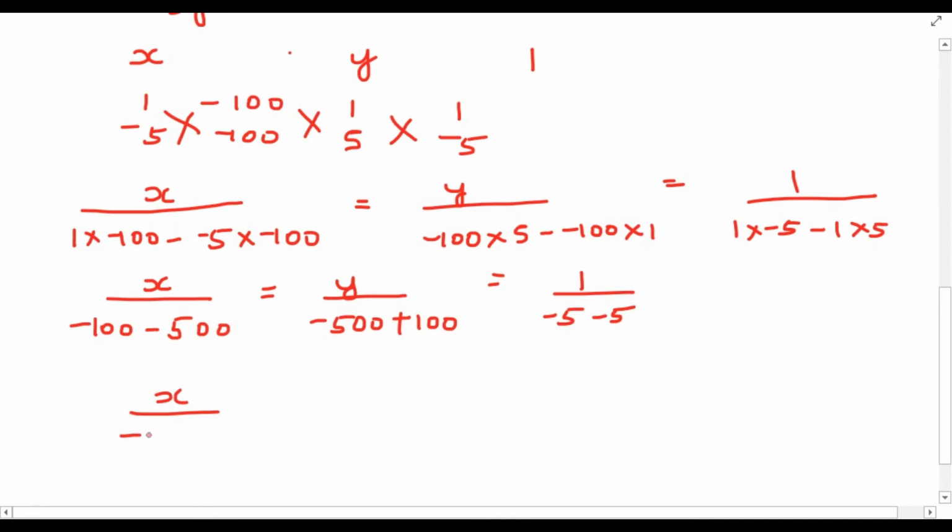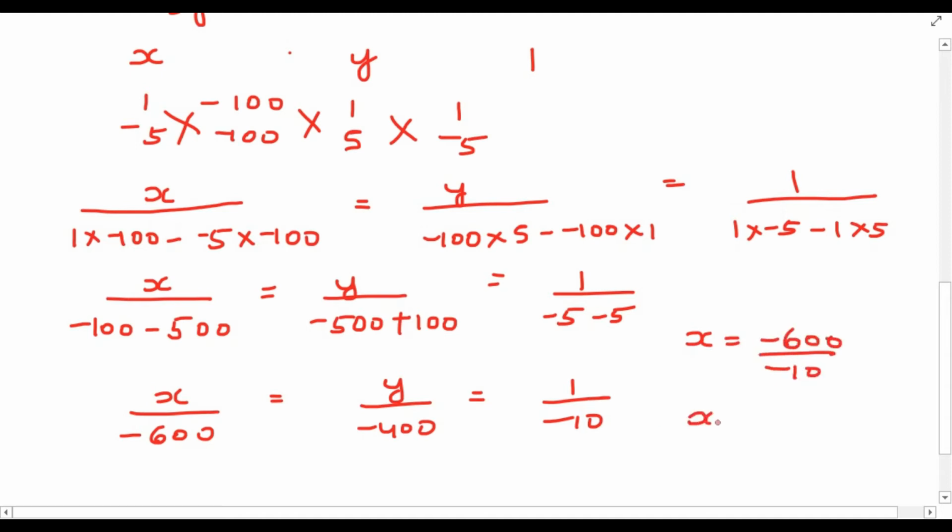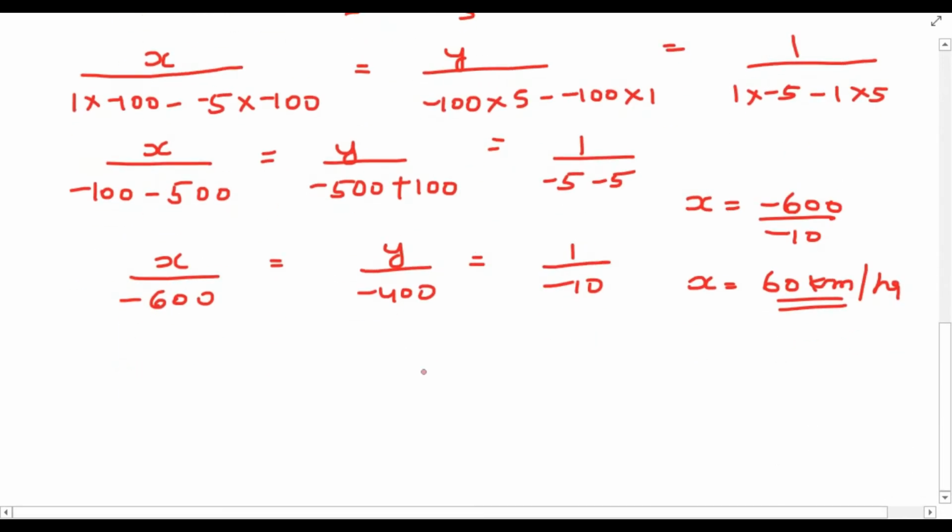x divided by minus 600 equal to y divided by minus 400 equal to 1 divided by minus 10. So we can say that x is equal to minus 600 divided by minus 10. x is equal to 60 km per hour. Speed cannot be negative, and in the same way y is equal to minus 400 divided by minus 10. So y equals 40 km per hour.